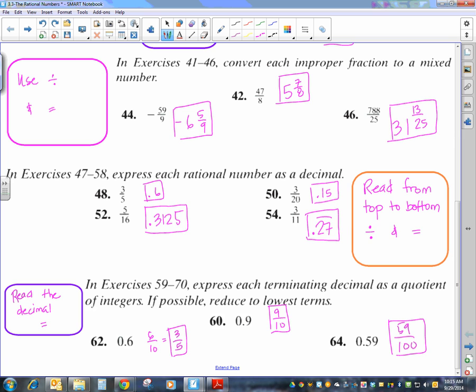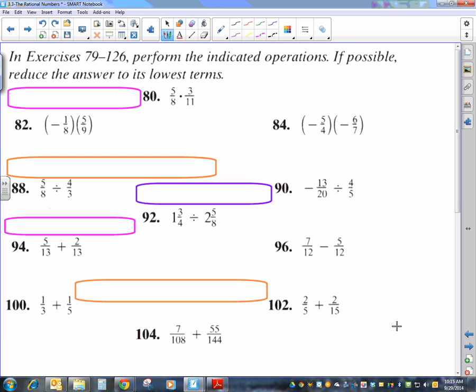Okay, so to continue on, we have some operations. The first one we're going to talk about is multiplying. When we multiply, remember that you multiply straight across. And sometimes it's just as easy to multiply if you can do that than it is to put it in the calculator. Nothing simplifies, so this is just going to be 15 over 88.